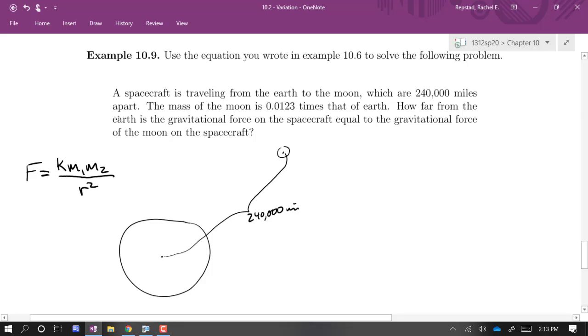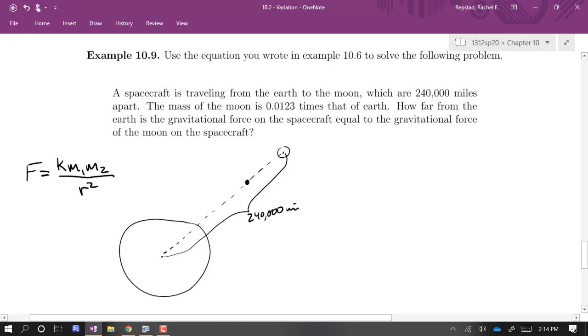We want to know how far from the Earth the gravitational force on the spacecraft is equal to the gravitational force of the Moon on the spacecraft. So as the spacecraft moves from one location to another, its distance is changing, and so it's going to feel a force of gravity from the Earth. It's going to feel a force of gravity from the Moon. And we want to know at what point along its journey the force of gravity that it feels from the Earth is equal to the force of gravity that it feels from the Moon.